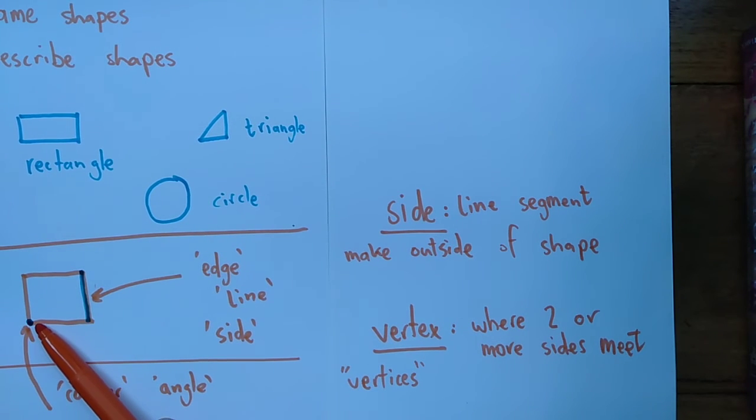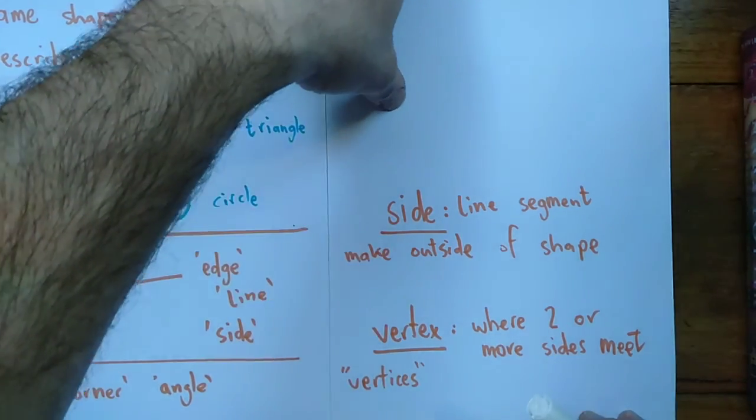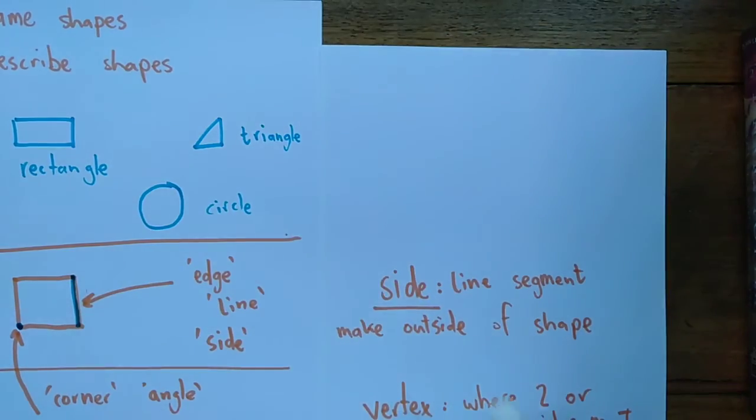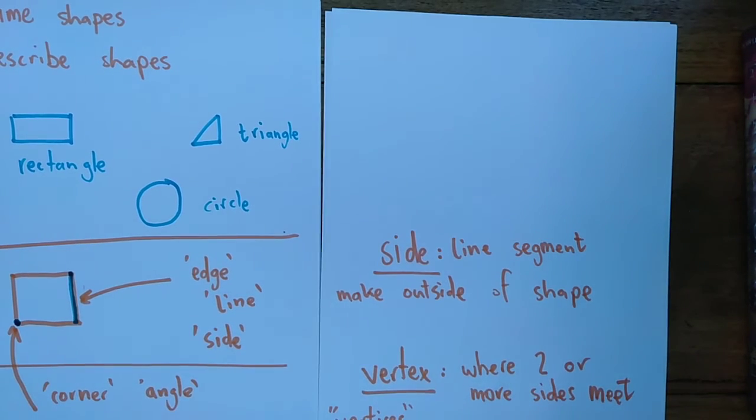So in everyday language, we might call that a corner, but in maths, we're going to specifically call that a vertex. Now, what you're going to do in your task, let me quickly show you, is you're just going to practice using this vocabulary to describe some shapes.